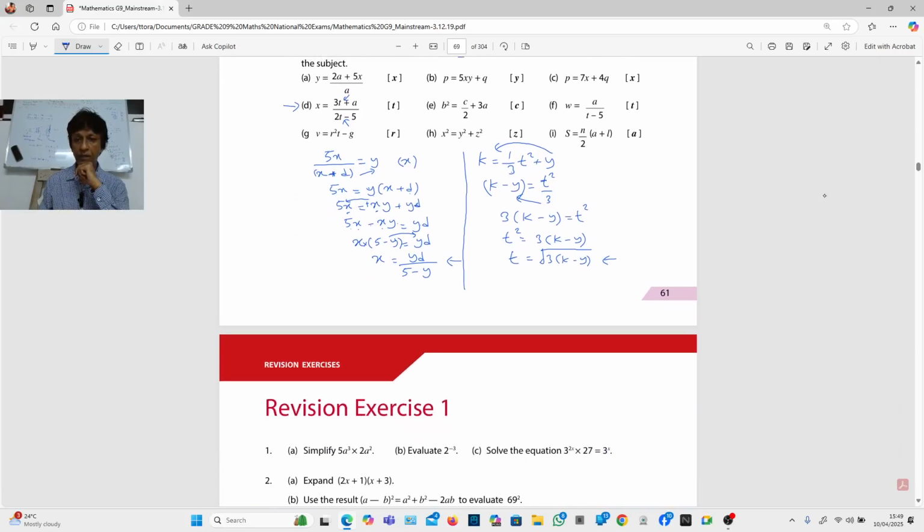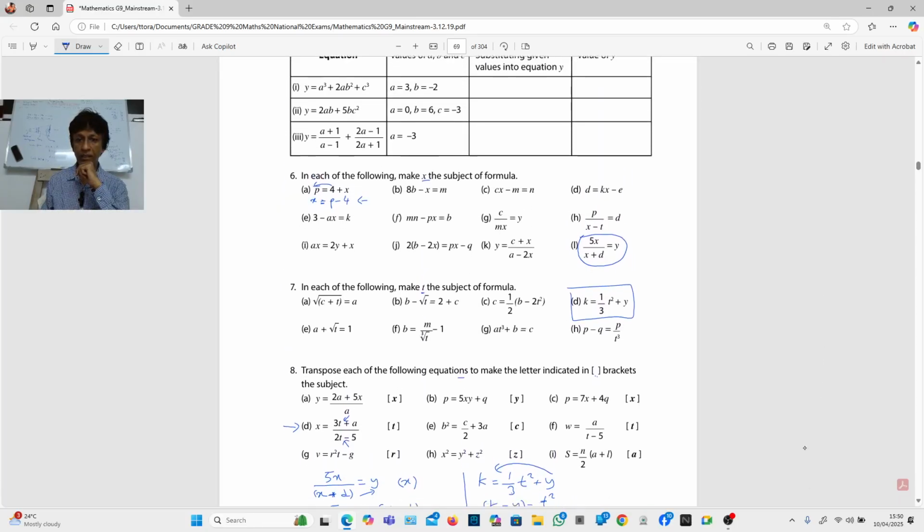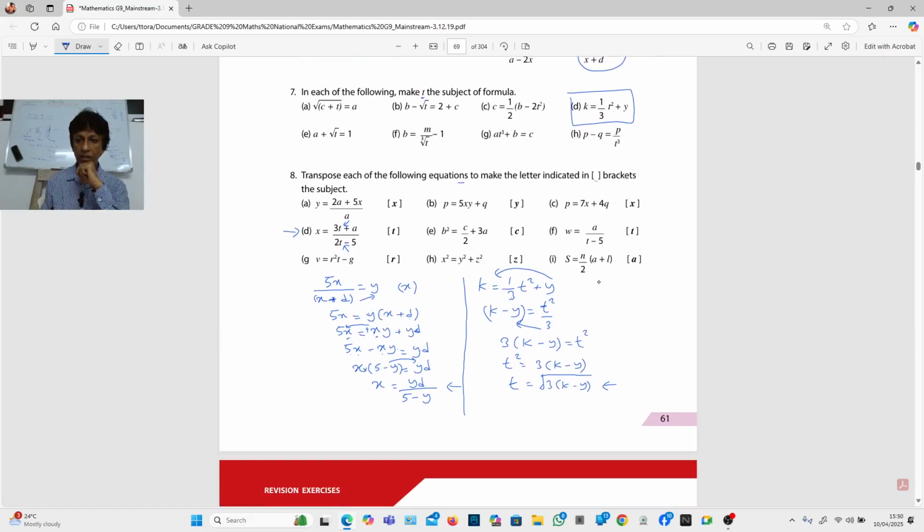So let me just, where can I get a space here? Okay, maybe I can squeeze it over here. Okay, right. So I got this one. So x is equal to 3t plus a all divided by 2t minus 5. So the first thing you do, you just send this to the other side, and it becomes x times 2t minus 5 is equal to 3t plus a.